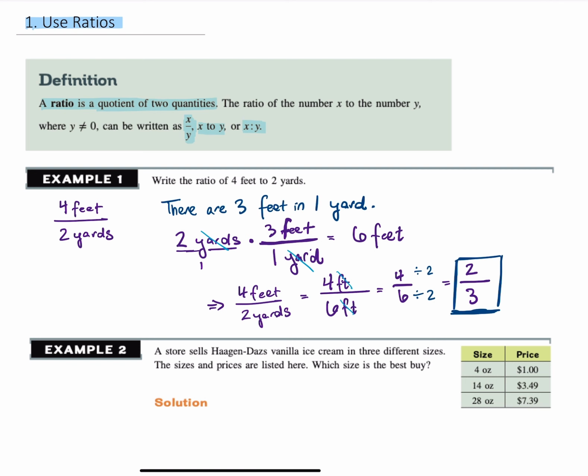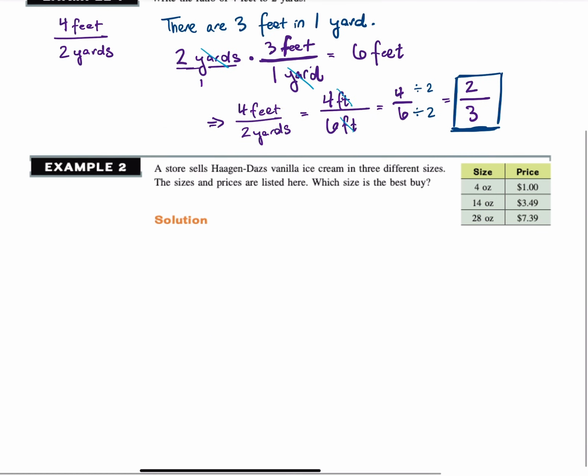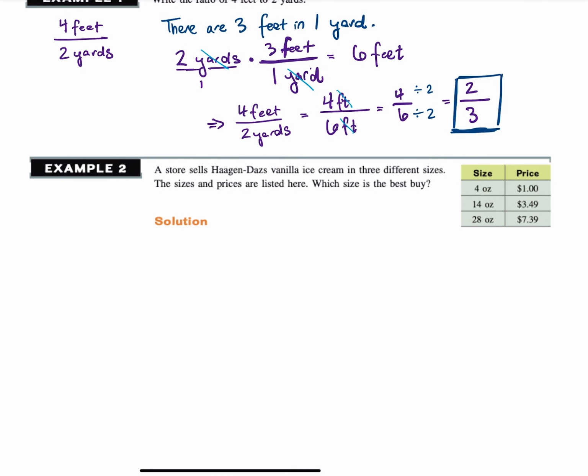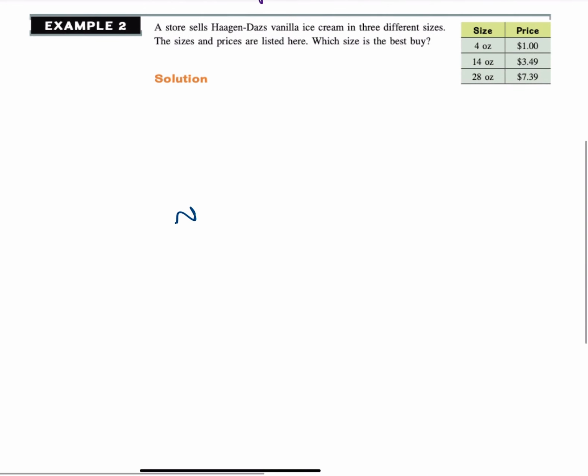Let's look at another application type problem. This is about trying to find the best deal given different sizes, because a lot of products will be sold in many different sizes, and it's hard to tell which one actually gives you the best deal.